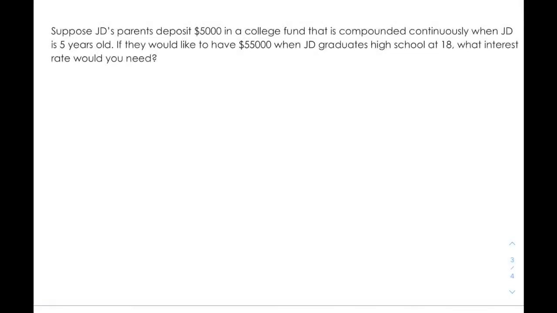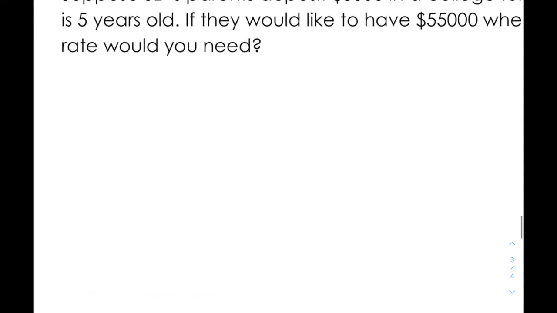Suppose JD's parents deposit $5,000 in a college fund that is compounded continuously when JD is 5 years old. If they would like to have $55,000 when JD graduates high school at 18, what interest rate would they need? So this is a problem where we are looking for the rate. Similar to the last problem we did, we're still looking for the rate, but this is a money problem.